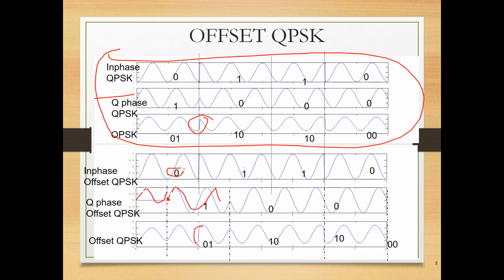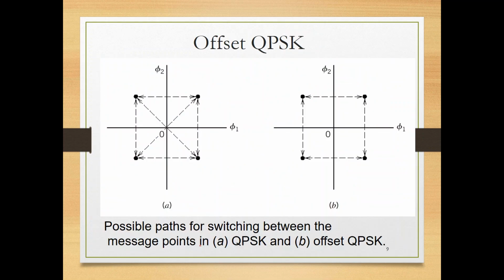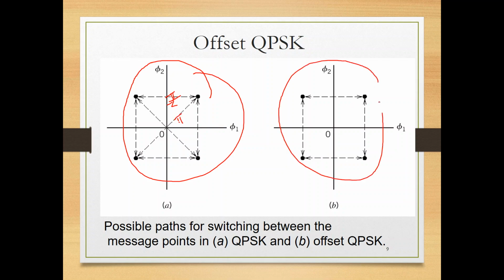So at the end of the day, you get a signal which is something like this. Somehow no big transition, it's kind of smoother. This is offset QPSK. So at the end of the day, instead of having a constellation diagram where the symbols can change their phases by pi over 2 or by pi, you have a constellation diagram that can change its phase by only pi over 2 or minus pi over 2. This is the switching between the message points. This is for QPSK, and this is for offset QPSK. Is it clear? Now you know the reason.